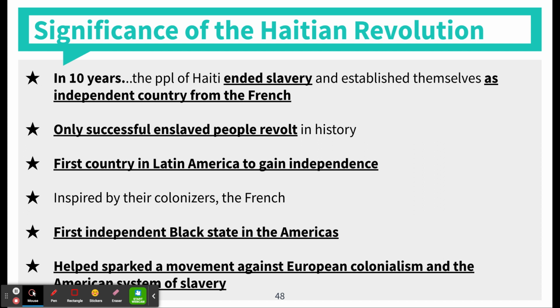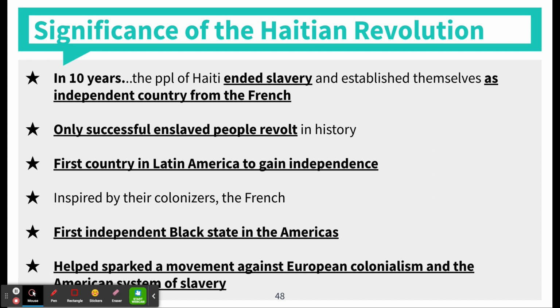In 10 years, the people of Haiti ended slavery and established themselves as an independent country from the French. They were the only successful enslaved person revolt in history, the only one. They were the first country in Latin America to gain their independence. And the irony is that they were inspired by the very people who were colonizing and controlling them, the French, who had just undergone their own revolution, overthrowing their dictator or their leader.